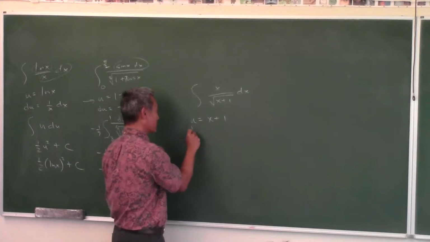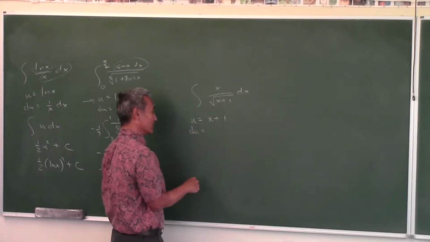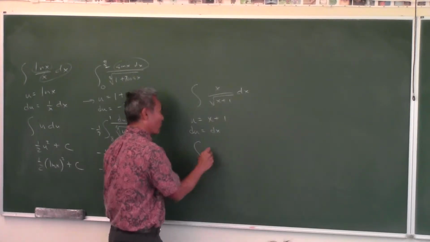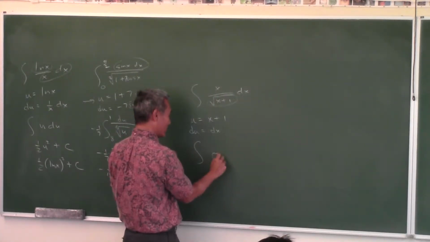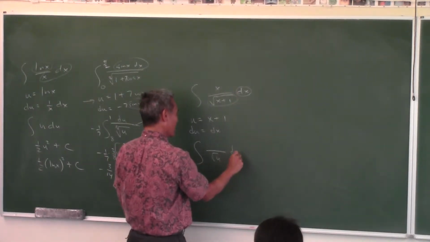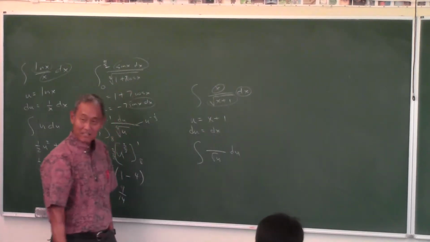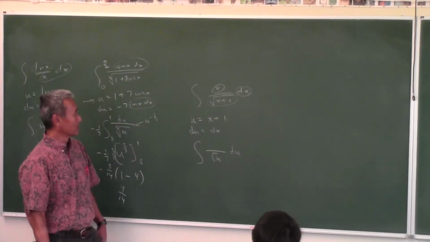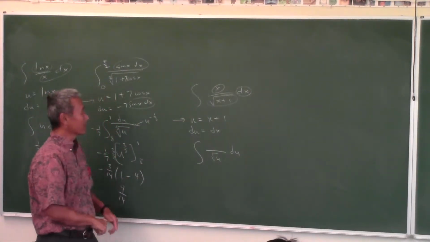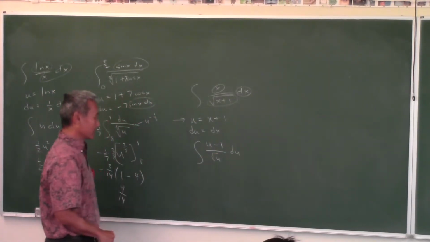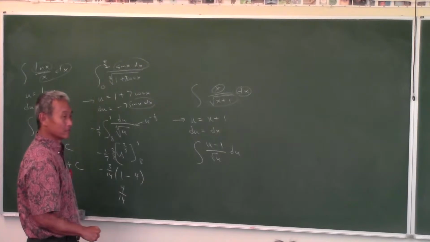Why? Because then what is du? 1 dx. So, what do I substitute for that there? Radical u. What do I substitute for the dx? du. Yo, Mr. Park, what do I do with this x? Well, what can I substitute for the x? Look at this. What can I substitute for x? u minus 1. Can I do that integral?